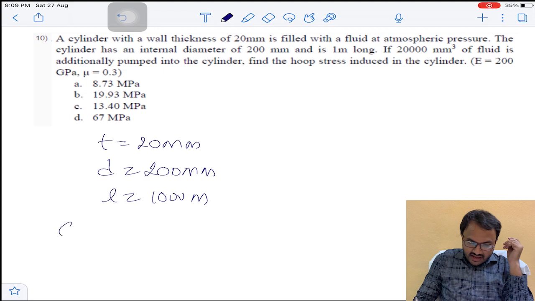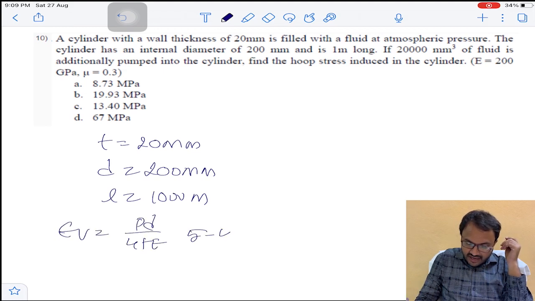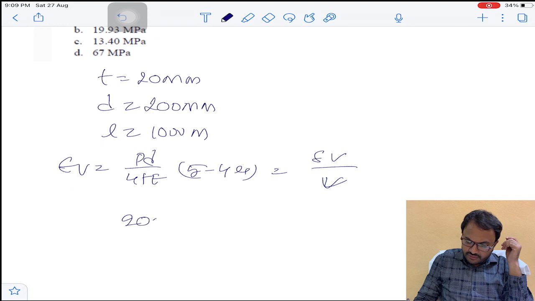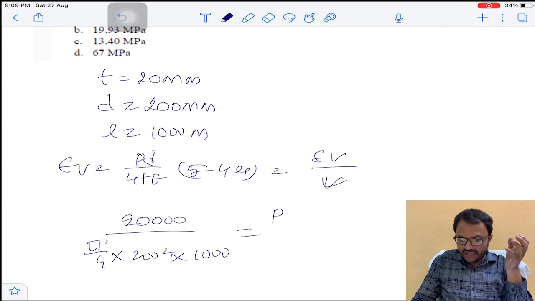So that is epsilon V is equal to PD by 4TE into (5 minus 4 mu). That is equal to change in volume divided by original volume. So change in volume is 20,000. Original volume is pi by 4 into 200 square into 1000. So pressure we need to calculate.